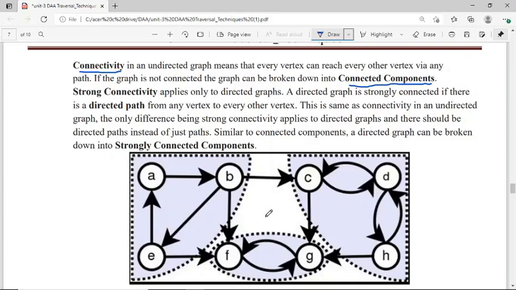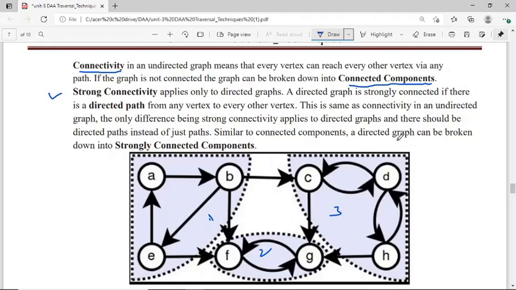This is an example. You can see here the dotted lines 1, 2, 3. So it is divided into 3 subgraphs, because we need to change the graph into a strongly connected graph. And this is a directed graph. Why is it a directed graph? Because here it shows the arrows, so it is a directed graph.